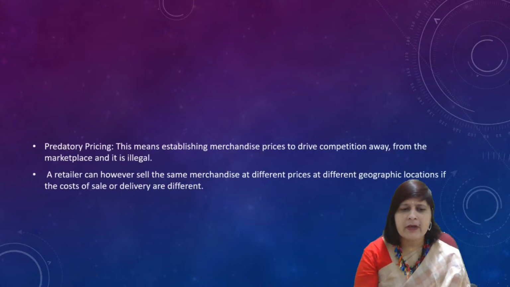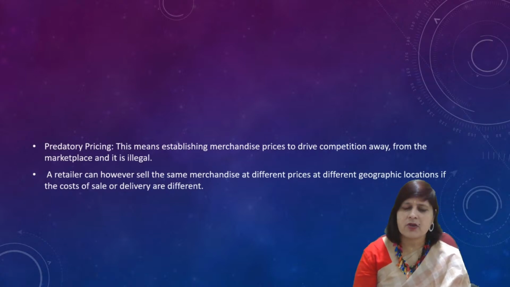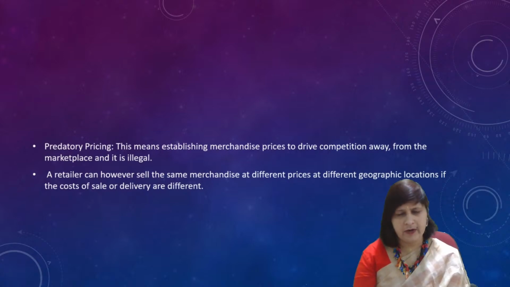Then predatory pricing. This means establishing merchandise prices to drive competition away from the marketplace, and it is illegal. This is predatory pricing. A retailer can, however, sell the same merchandise at different prices at different geographical locations if the cost of sale or delivery is different, right?